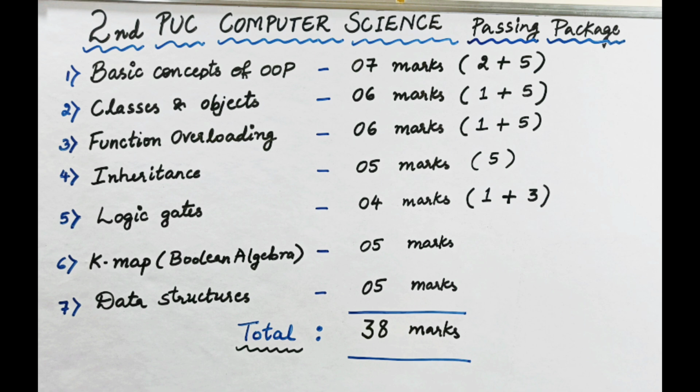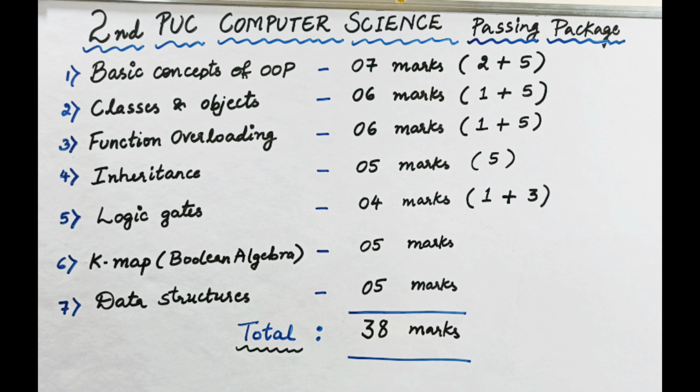In the previous video, we discussed the important chapters required for the passing package. In that passing package, we discussed each and every chapter in detail. We discussed the basic concepts of OOP, classes and objects, function overloading and inheritance. 4 chapters we discussed in detail in the previous video, and with these 4 chapters you can score a maximum of 24 marks.